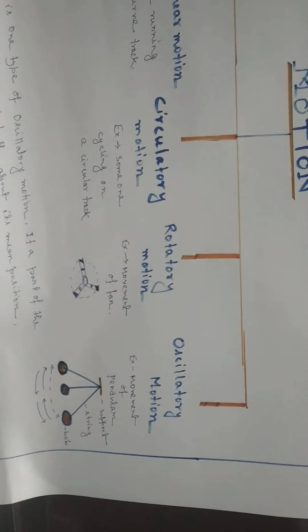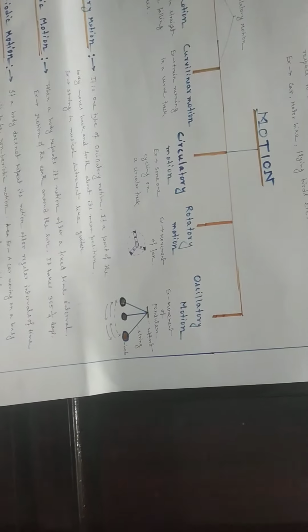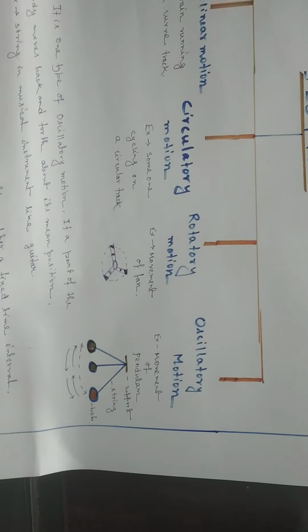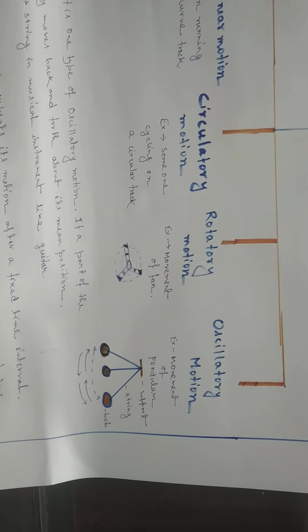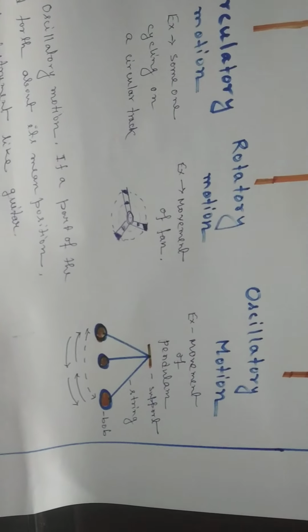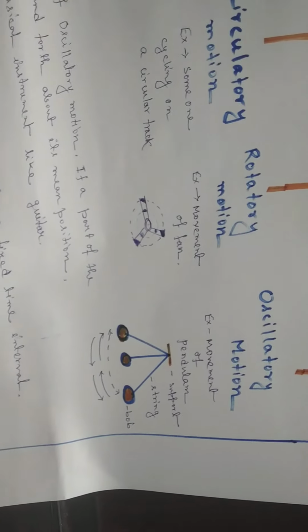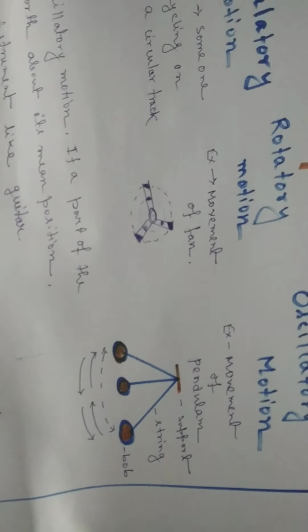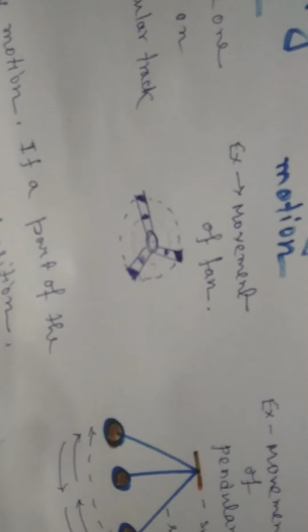Now comes the rotatory motion. Here some confusion may occur, so you have to understand the difference between circulatory motion and rotatory motion. First I am giving an example of rotatory motion. The example of rotatory motion is the movement of a fan. I have drawn a picture here so that you can understand.